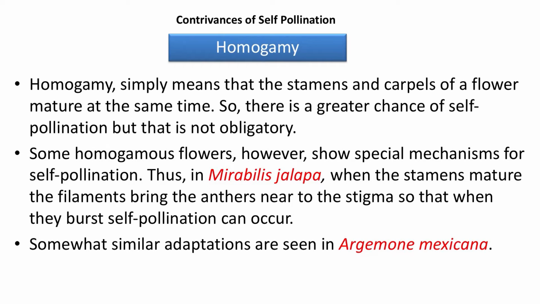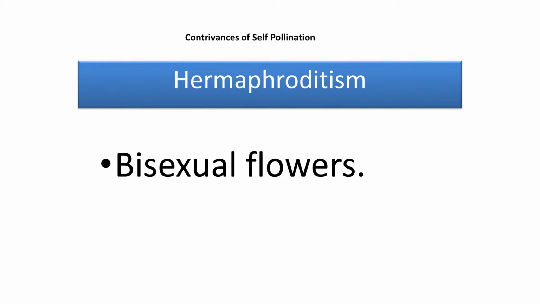Some of the homogamous flowers are Mirabilis jalapa. You have probably seen that plant, called the four o'clock plant, with pink, yellow and white flowers. In that plant Mirabilis jalapa, homogamy is seen, and homogamy of course favors self pollination over cross pollination. Also in the case of Argemone mexicana. Moving to the next slide, this is hermaphroditism.